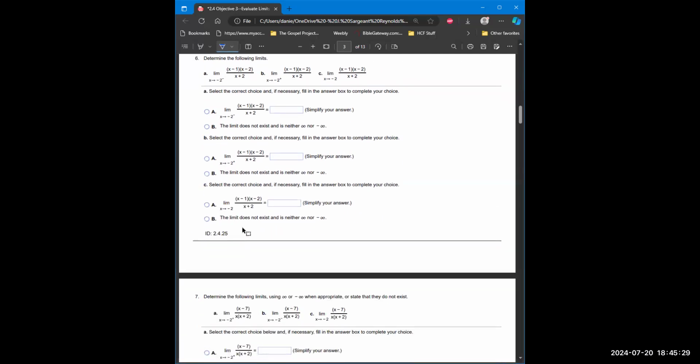Look now at number 6. So as I get close to negative 2 from the left, this is going to be a negative, and a negative is going to be a negative infinity. As I get close to negative 2 from the right, this is positive, negative, so that's going to be positive infinity, and the limit's not going to exist.